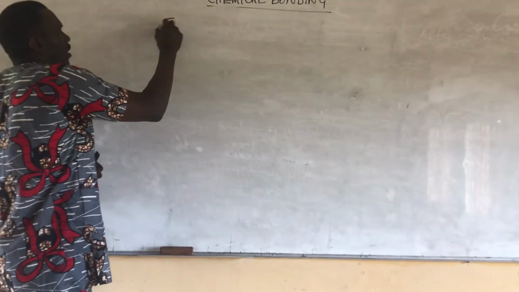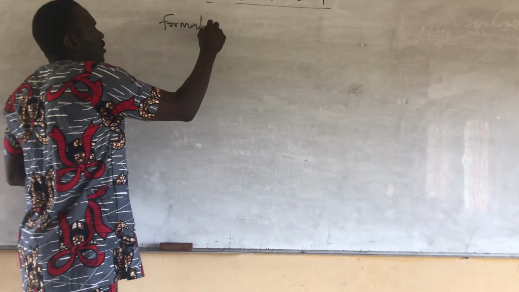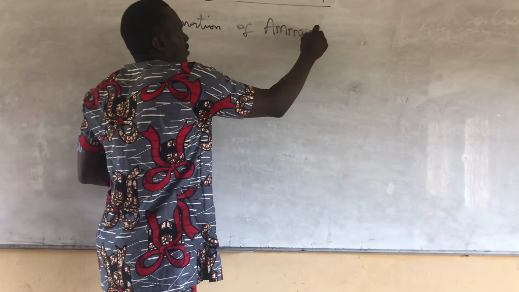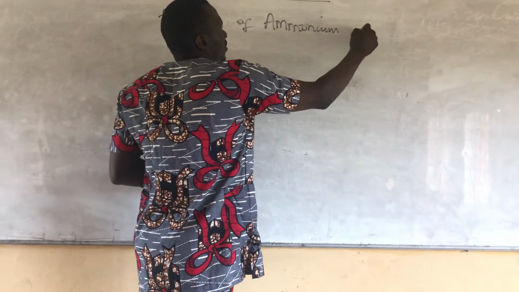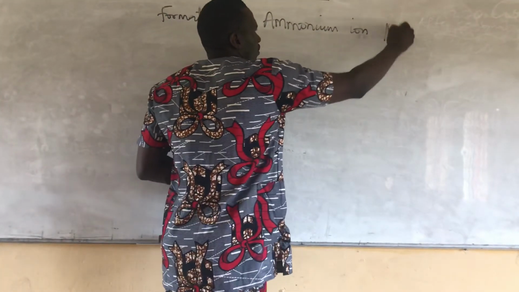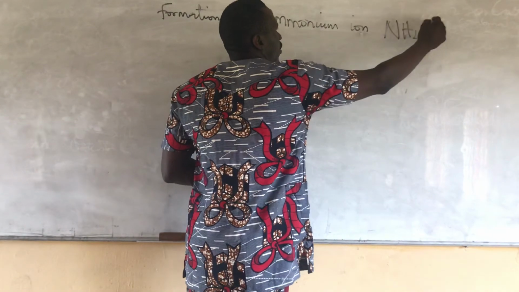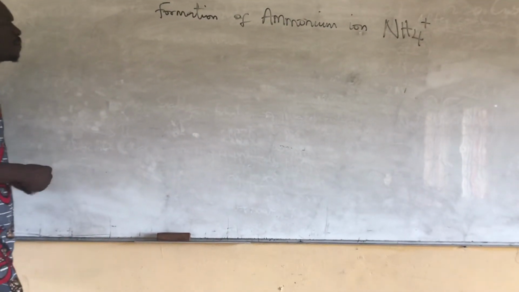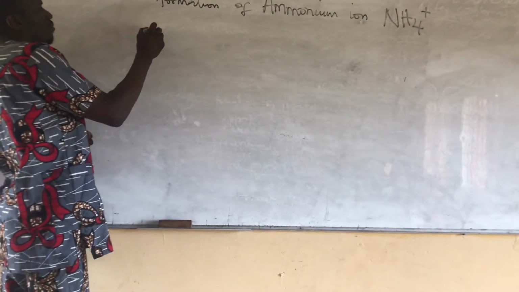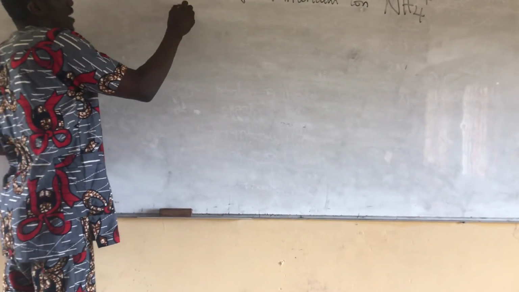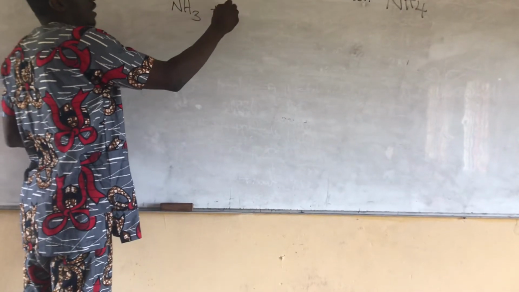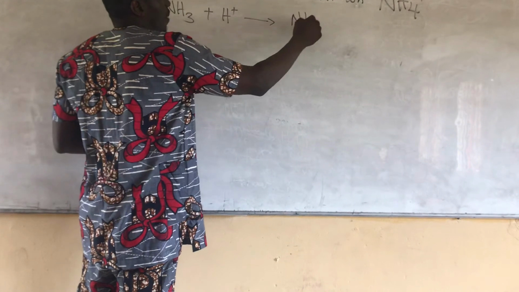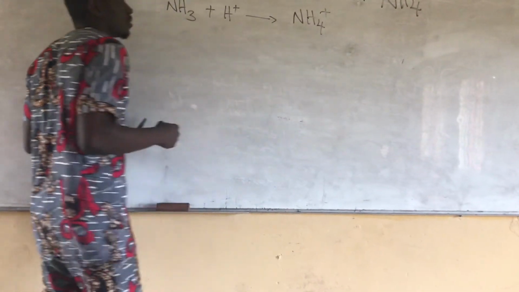Let's see the formation of ammonium ion. Ammonia plus hydrogen ion gives you an ammonium ion.